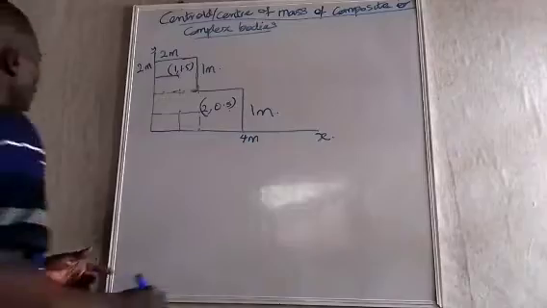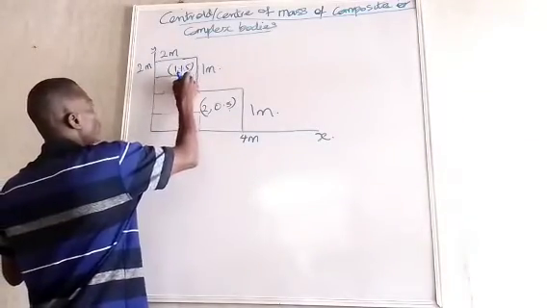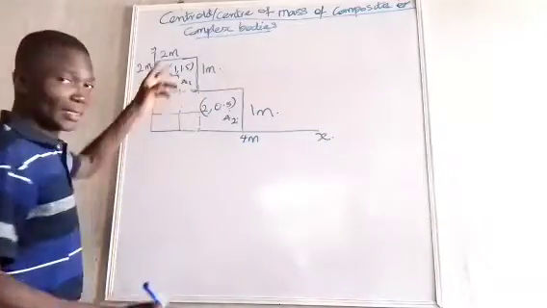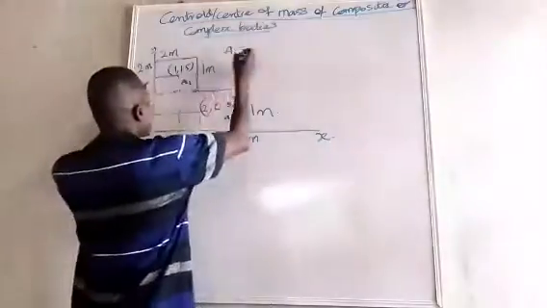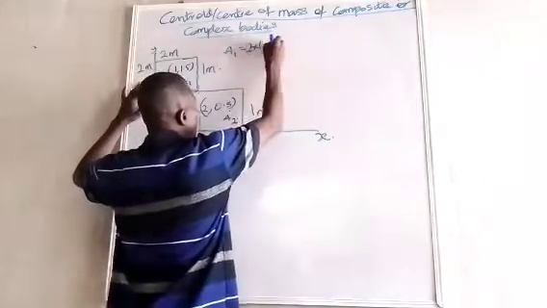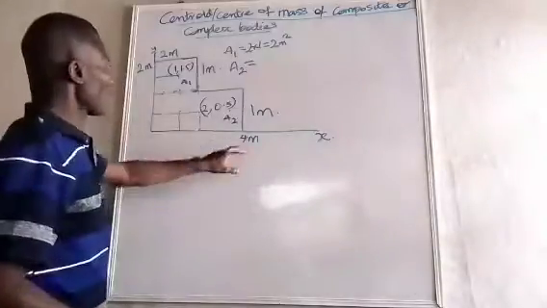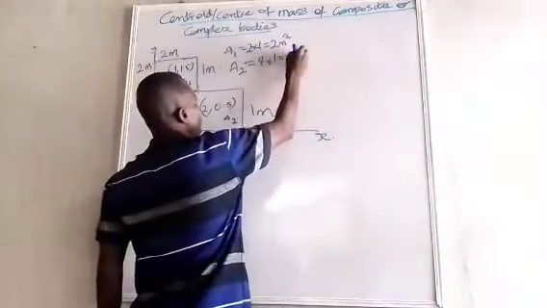Now let's cut it. We have said that this place will be A1 and this place will be A2. Let's calculate what A1 is. Area A1 is equal to 2 times 1, which is 2 meters squared. Area A2 is equal to 4 times 1, which is 4 meters squared.